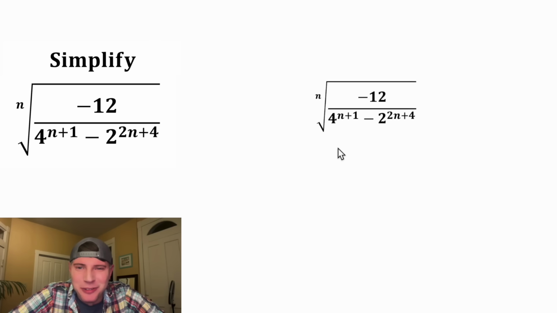Hey guys, this looks like a fun one. It's the nth root of the quantity negative 12 over the quantity 4 to the power of the quantity n plus 1 minus 2 to the power of the quantity 2n plus 4.